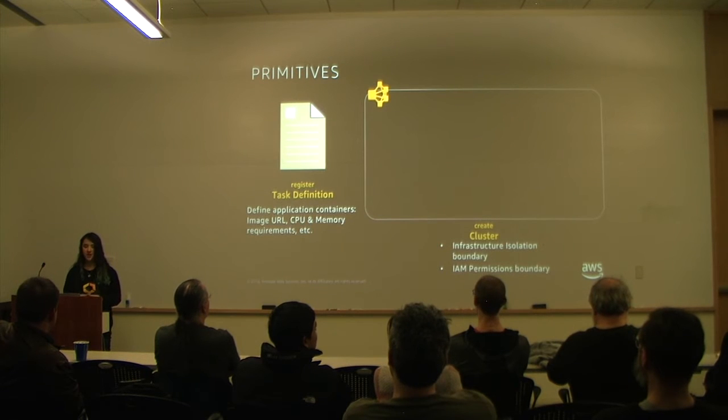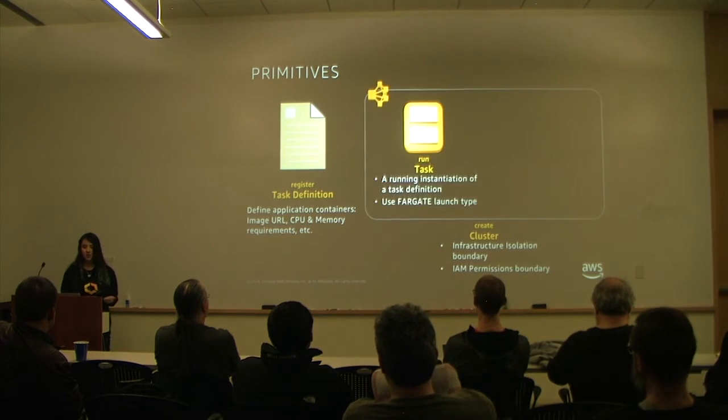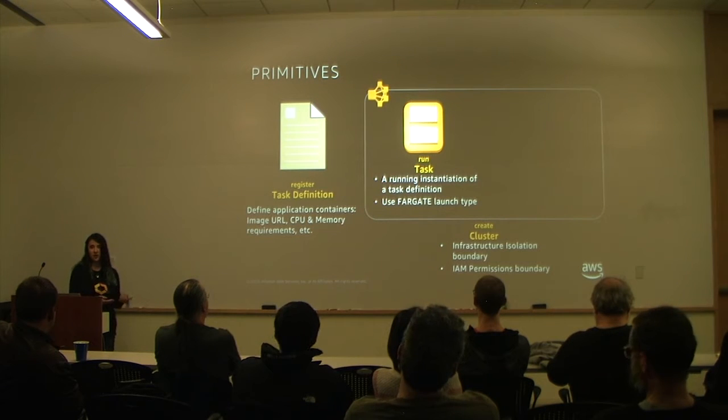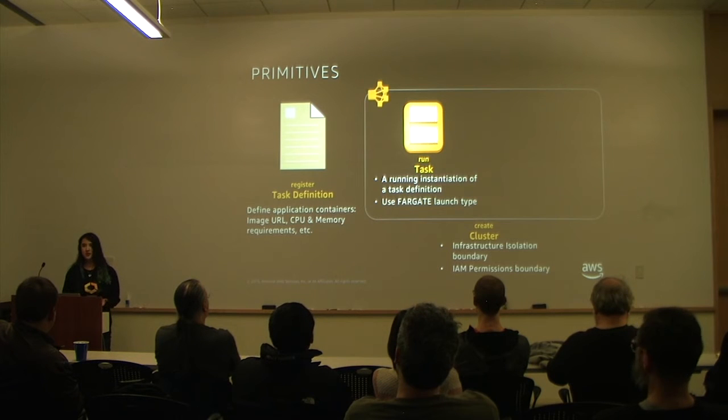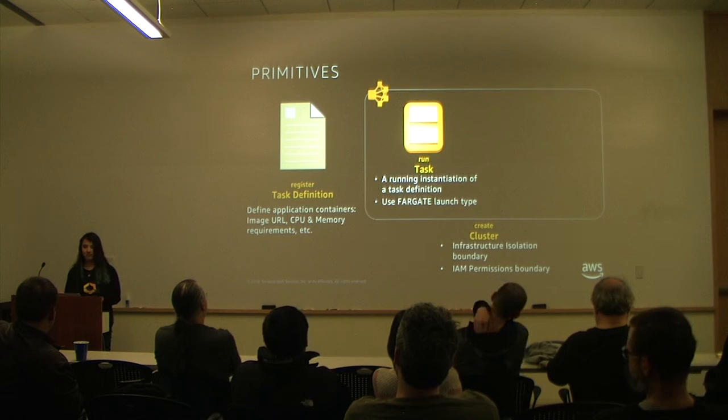So then we also have this concept of a cluster. It can be just viewed as an isolation boundary. And then within those clusters, we have tasks that you can run. One of the options is you can run a task. If you run a task and your task dies for some reason, then you go and restart the task. And we have launch types. So we have EC2 and Fargate.